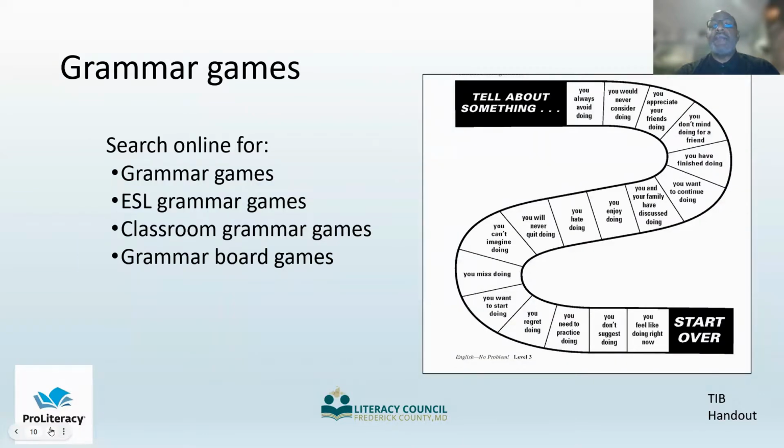You can easily find games online for practicing grammar both in and out of class. The list on the left of the slide suggests some search terms for online games or activities you can do with students. The image on the right is a board game that's included in your grammar activities handout. You can adapt this for almost any grammar topic.